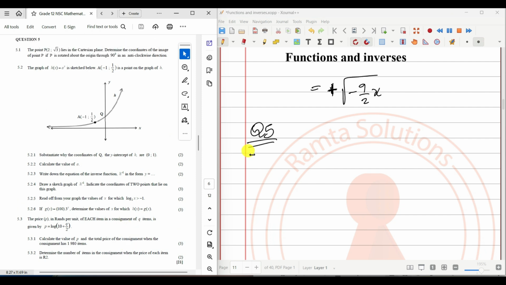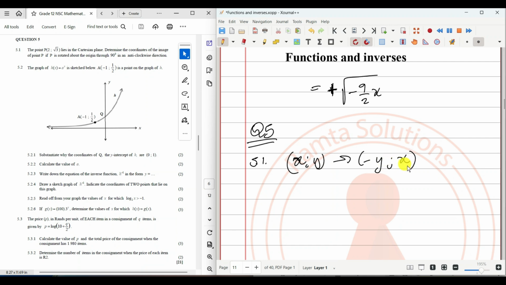So what we know from grade 10 is that when we have x and y, it will become negative y and x. Now, we're looking to determine the coordinates of the image of P. When we talk of the image, it'll be P prime.